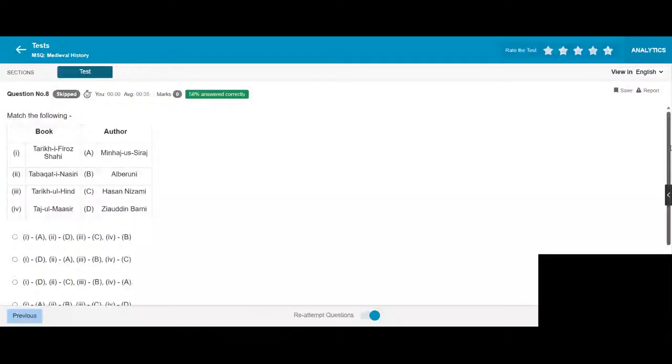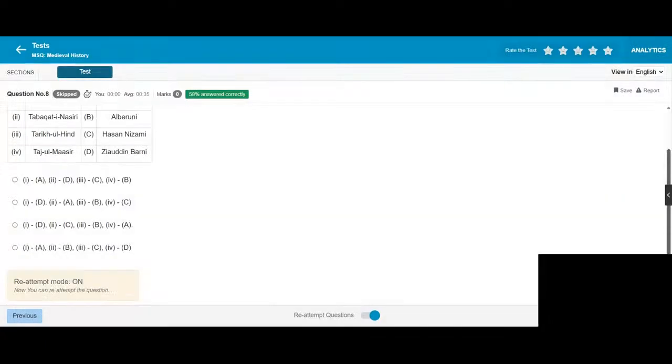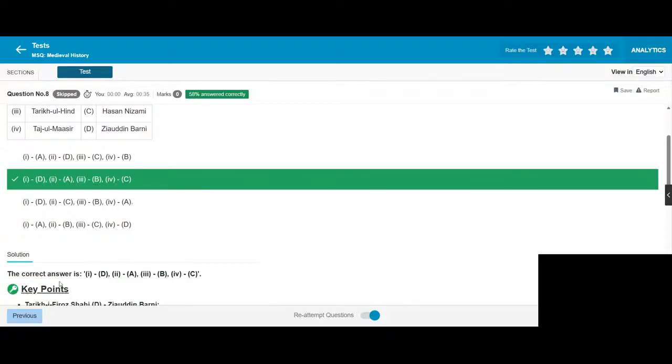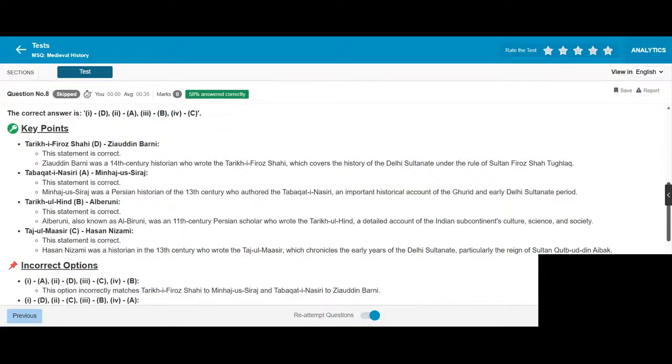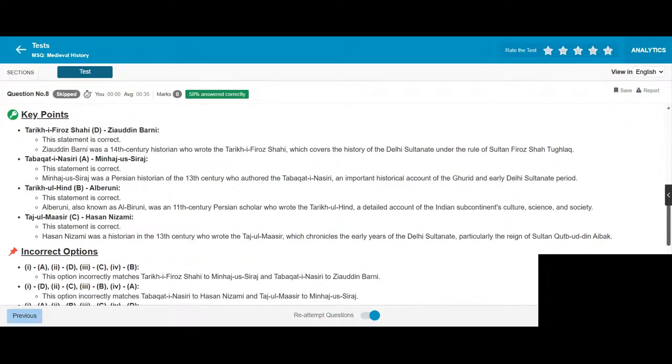Match the following: Tarikh-i-Firoz Shahi, Tabaqat-i-Nasiri, Tarikh-ul-Hind, Taj-ul-Maasir. Tarikh-i-Firoz Shahi, Ziauddin Barani. This statement is incorrect. Ziauddin Barani was a 14th century historian who wrote the Tarikh-i-Firoz Shahi, which covers the history of the Delhi Sultanate under the rule of Sultan Firoz Shah Tughlaq.